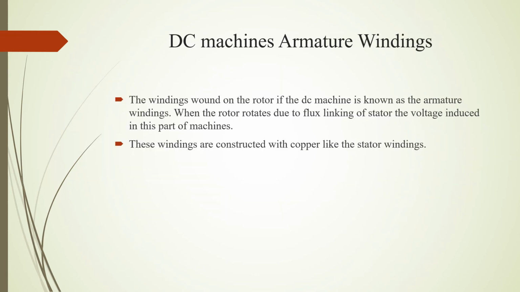The windings wound on the rotor of the DC machine are known as the armature winding. When the rotor rotates, due to the flux linking of the stator, voltage is induced in this part of the machine. These windings are constructed with copper like the stator winding.